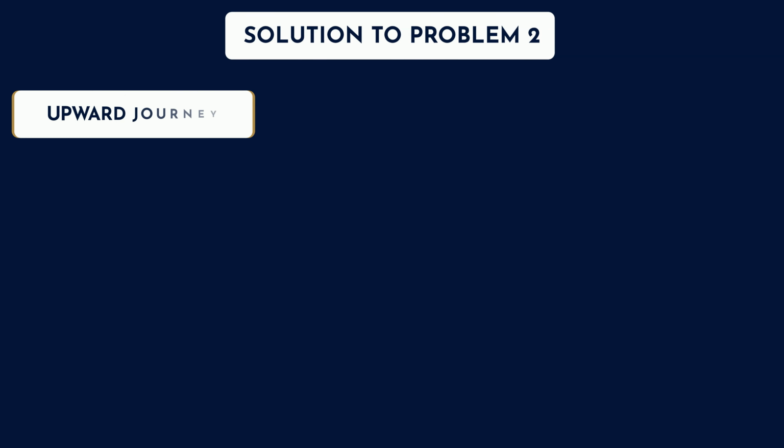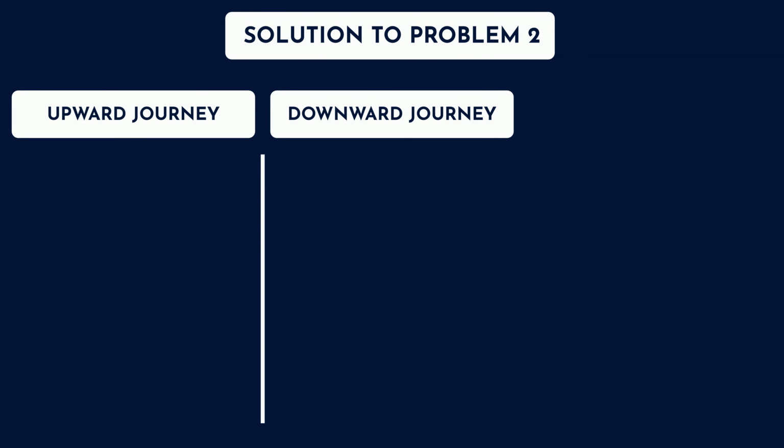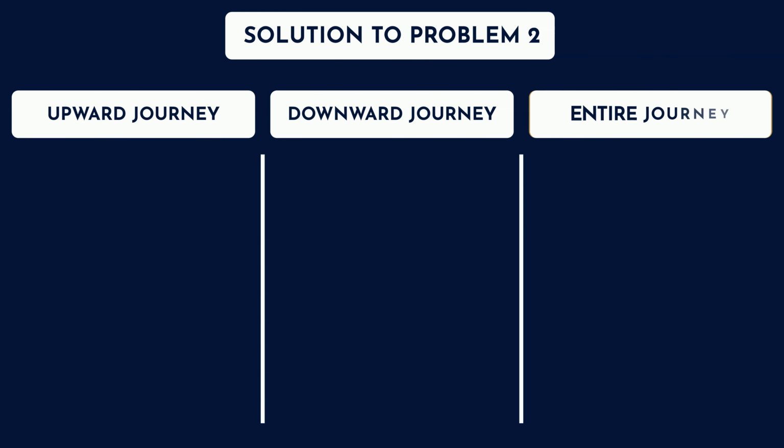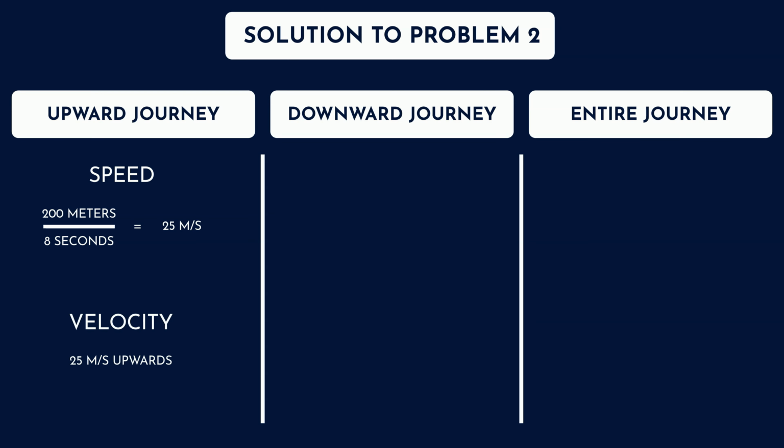Solution to problem 2. Now, let's break down the rocket's motion into 3 parts. 1. The upward motion, 2. The downward motion, and 3. The entire journey. On the way up, we find the speed by dividing the distance, 200 meters, by the time, 8 seconds. This gives us a speed of 25 meters per second. Since the rocket is moving upwards, the velocity is also 25 meters per second upwards.